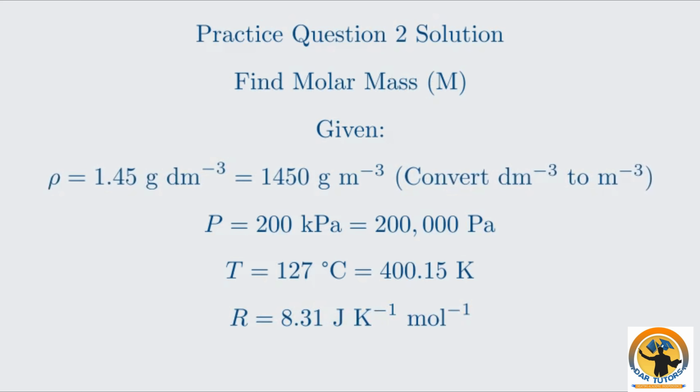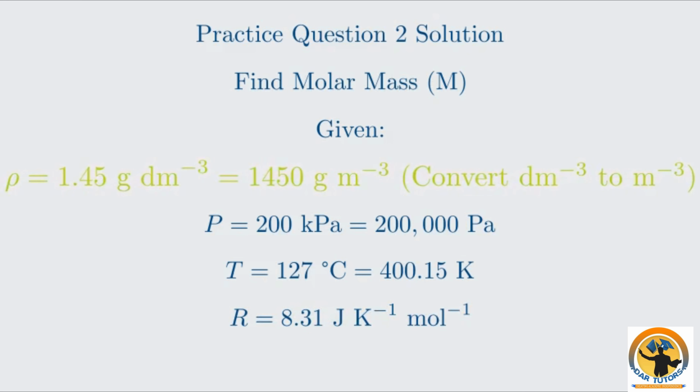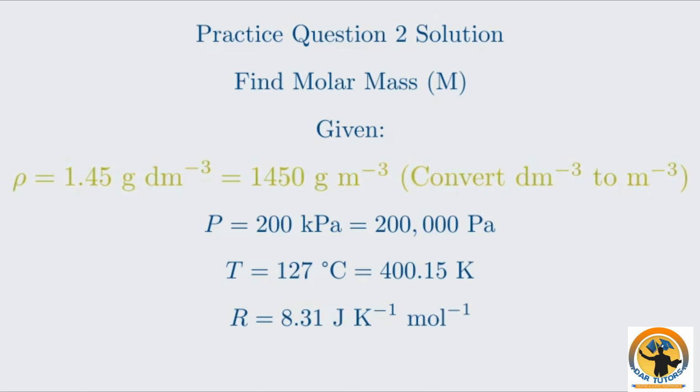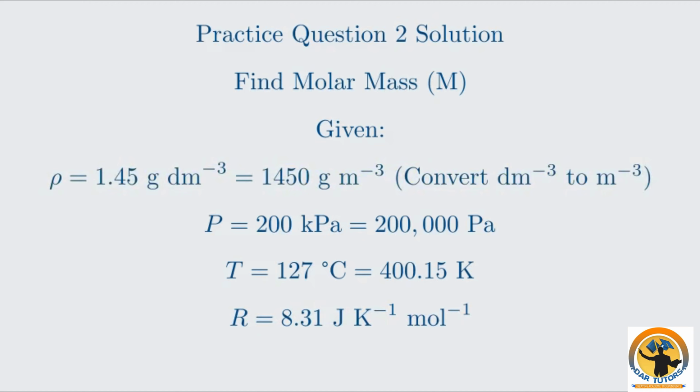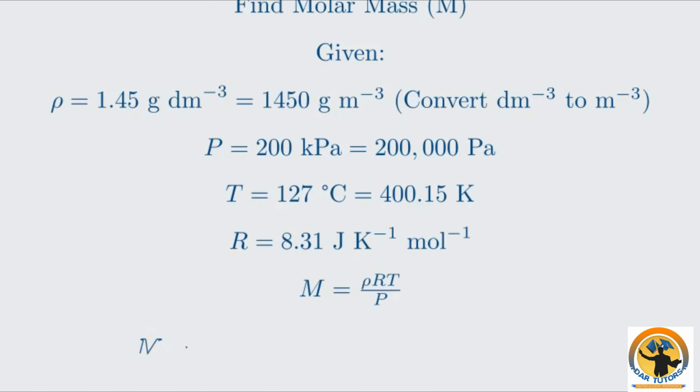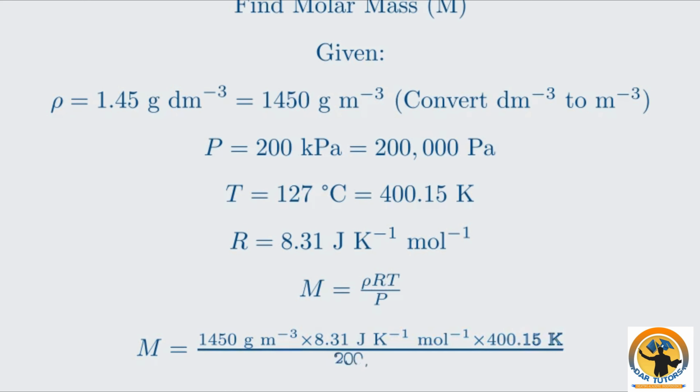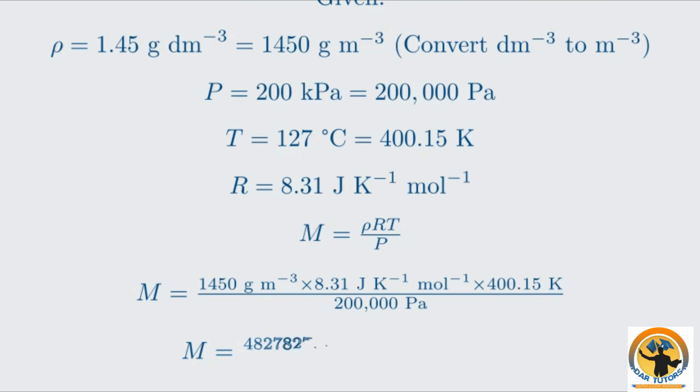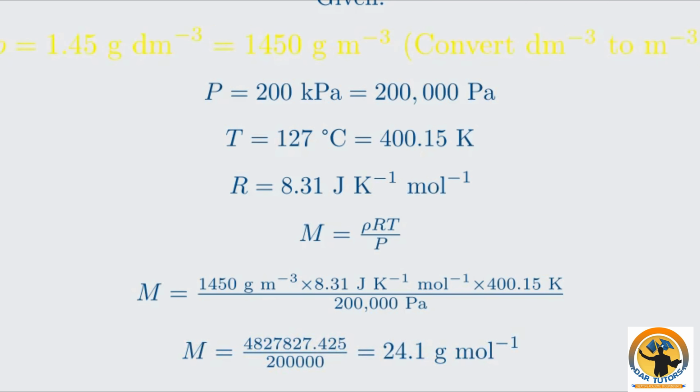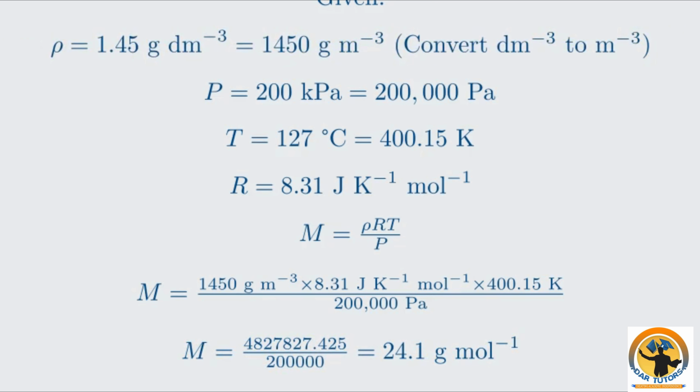Just like before, we must be careful with units. We converted the density from grams per cubic decimeter to grams per cubic meter to be consistent with our value of R. Now, we plug these values into the rearranged formula. M is 1450 times 8.31 times 415, all divided by 200,000. The calculation gives us a molar mass of 24.1 grams per mole. Another common mistake is to forget to convert density to the correct units.